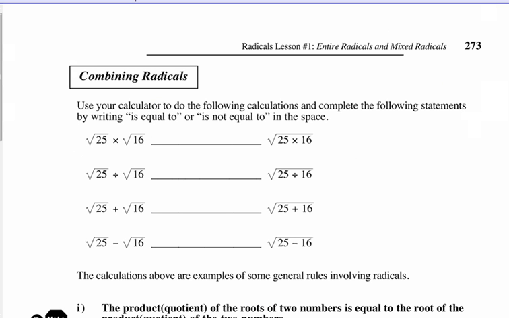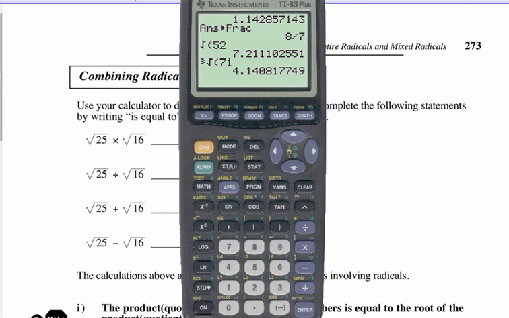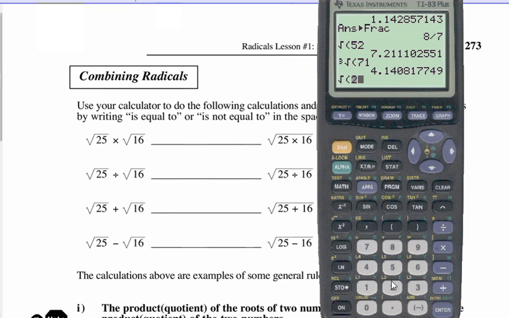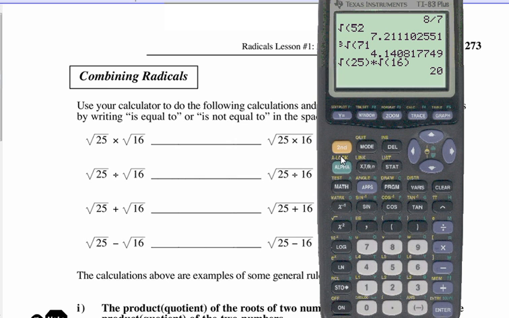Using your calculator, do the following calculations and complete the statements. So we're going to type this in. With our calculator, the square root of 25 times the square root of 16, and then we're going to type in square root of 25 times 16 under one square root, and they're equal to the same thing. So this one's our equal.